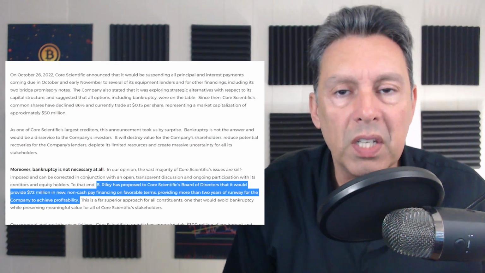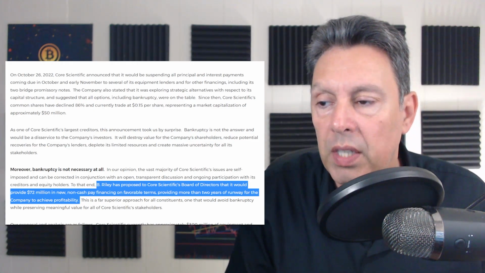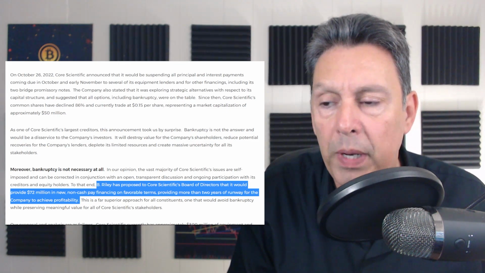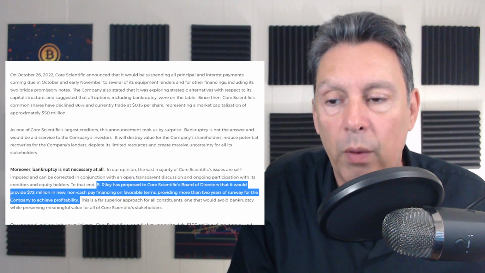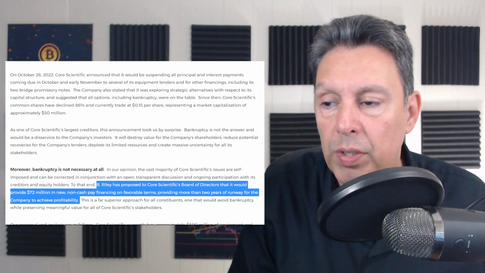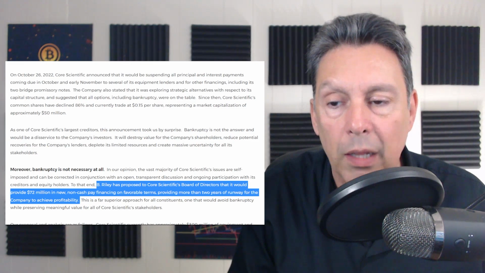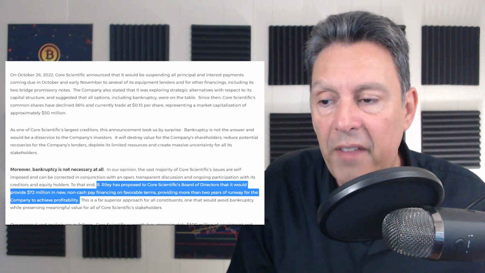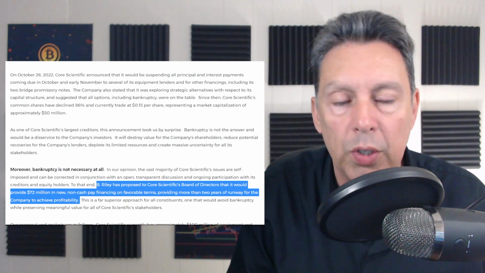They're now proposing to give them another $72 million. In our opinion, the vast majority of CORZ Scientific's issues are self-imposed and can be corrected in conjunction with an open, transparent discussion and ongoing participation with its creditors and equity holders to that end. Okay, B. Riley has proposed to CORZ Scientific's board of directors that it would provide $72 million in new non-cash pay refinancing on favorable terms, providing more than 2 years of runway for the company to achieve profitability.